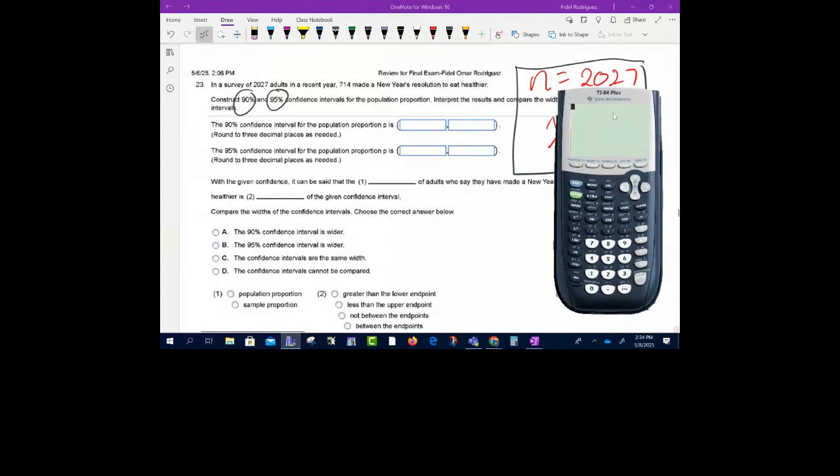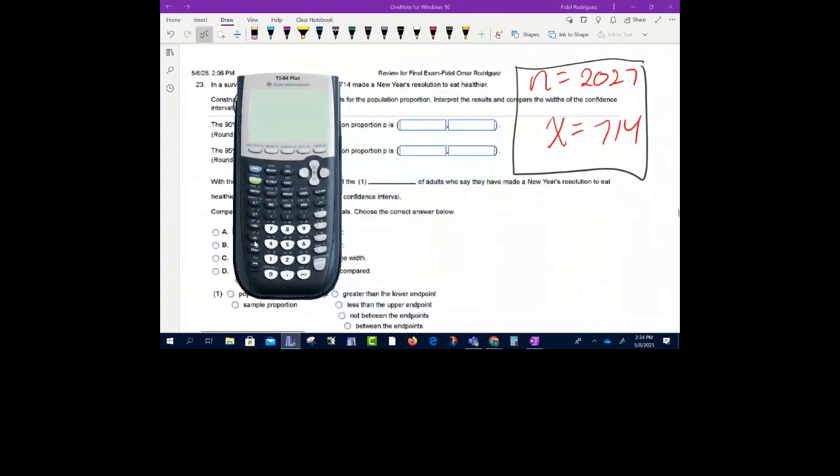Let's come back here and grab our calculator. Let's go to STAT, let's go to TESTS. We're going to scroll down to, let me see if I can find it. Here we go, choice A. We want to do a 1-PropZInt, a one proportion z interval. So I'm going to click here.